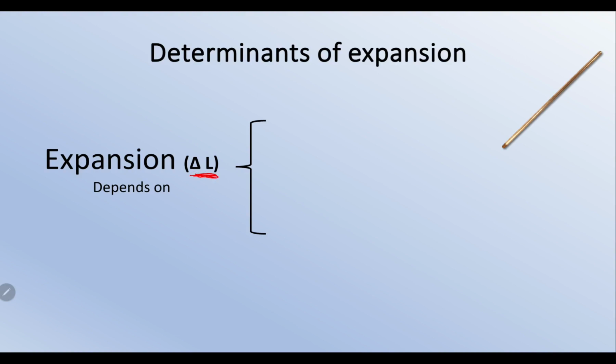Change in length delta L depends on three factors. What are they? The first one is the material itself. Now let me ask you. I take a 1 meter bar of copper, 1 meter bar of steel, bronze, and brass, and then I heat them all to the same temperature. Do you think that they will all expand to the same length? No, exactly. Because different materials have different properties. And that property that makes different materials expand to different lengths is called the coefficient of thermal expansion, or simply the thermal coefficient, and it is represented by the symbol alpha.